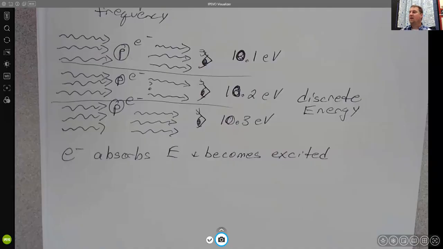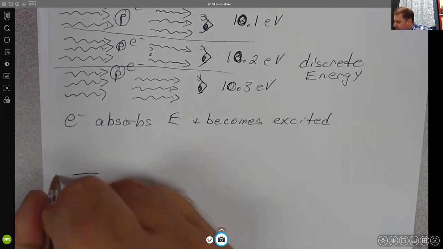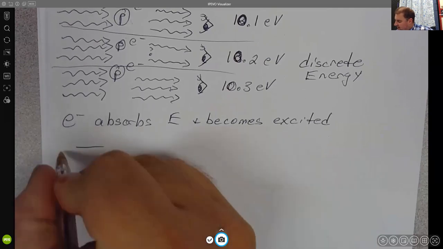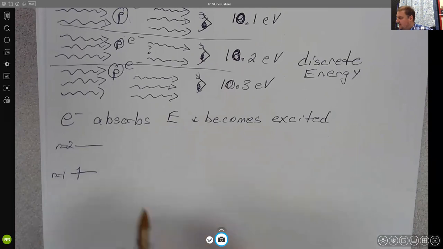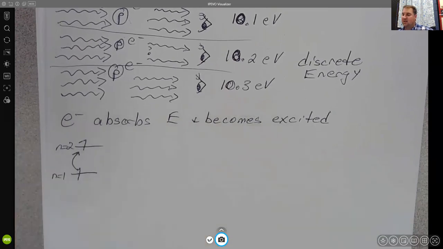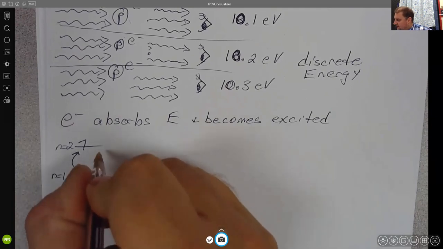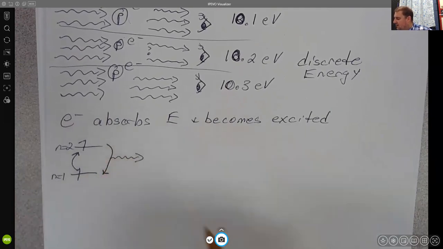But for now, we want to look at what else can happen after the electron is excited. After the electron is excited, depending on where it goes in terms of energy levels, if this is n equals 1 and it goes up to n equals 2, the electron started out here and then got promoted up as it was excited to a higher energy. Now that electron could fall, but for that electron to fall, it has to emit light.